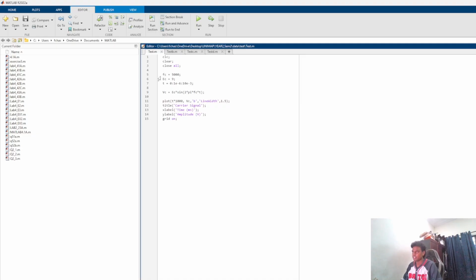For question A, I generated the carrier signal. First, I defined the carrier frequency as 5 kilohertz and the carrier amplitude as 9. Next, I created a time vector from 0 to 10 milliseconds. The carrier signal was generated using the equation VC equals EC times sine of 2 times pi times FC times time. This produces a sinusoidal waveform with a frequency of 5 kilohertz and an amplitude of 9.